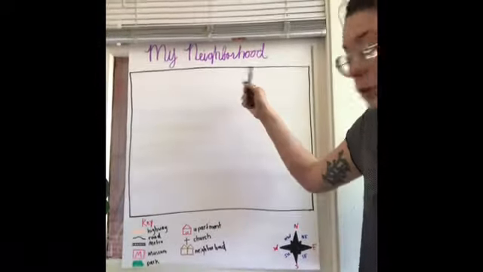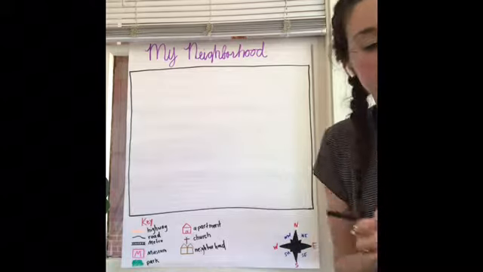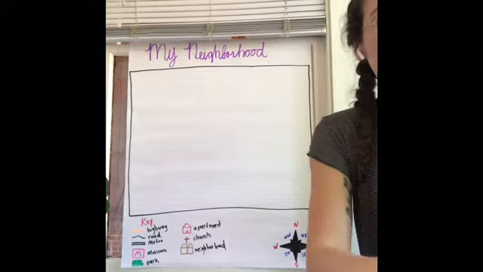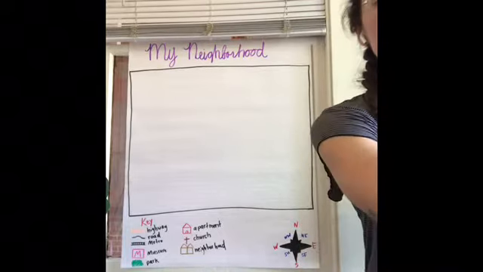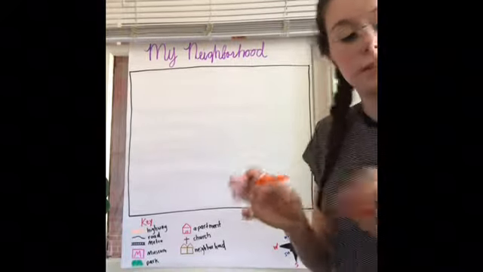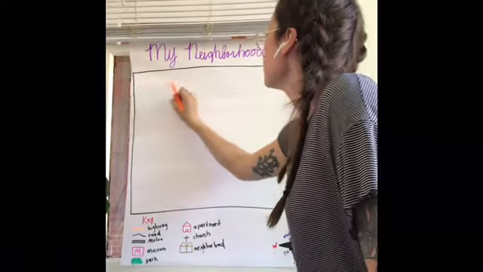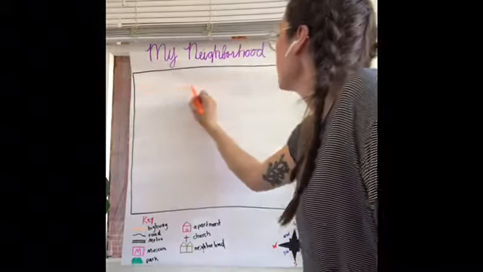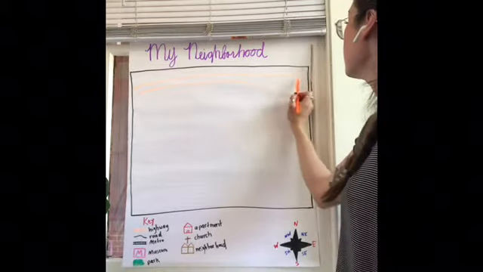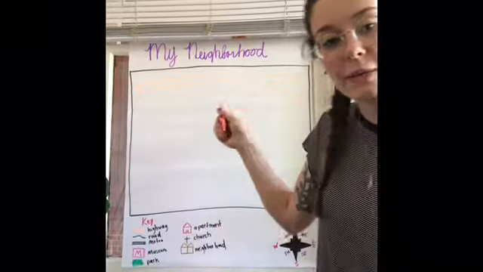So once you have your title, your key completely made, and your compass, then you're ready to start drawing your map. All right. So at the very top here is where the highway is. And it kind of branches off down here. Okay, so there's my highway.